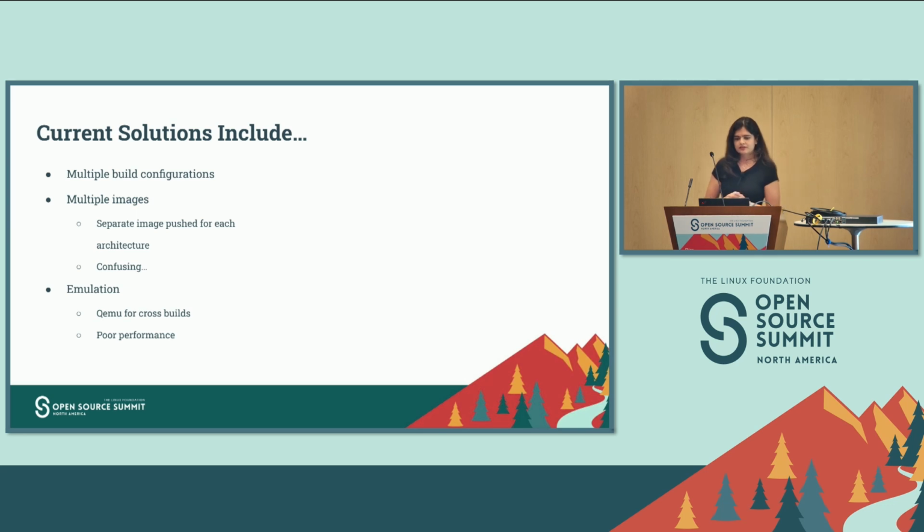So there are solutions that already exist. One of them is to have multiple build configurations for the different architectures, where you have different machines of those architectures. You log into that machine, build your container image there, push those container images separately to the registry, and then go ahead and build that manifest list later on. So this is a pretty manual, tedious process. It can get confusing. You have to ensure that you're keeping everything in sync over the different architectures. If anything changes, you have to update it on all those multiple machines and so forth.